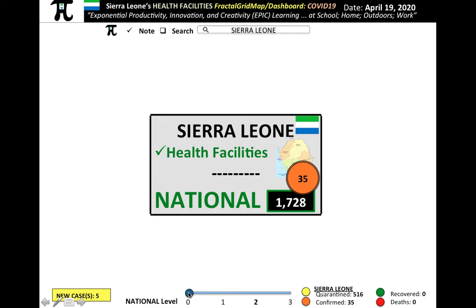So we come to the national level, and again we are able to present the number of healthcare facilities, which is 1,728 against the number of confirmed cases. So this just shows how the tool of the fractal grid can be used to present multiple types of information on the same fractal grid.